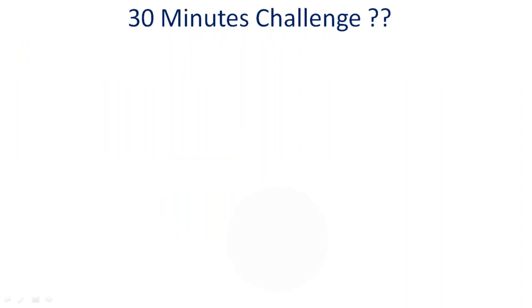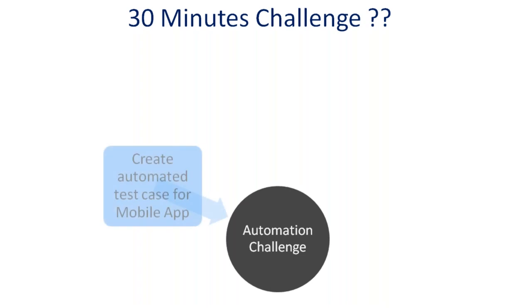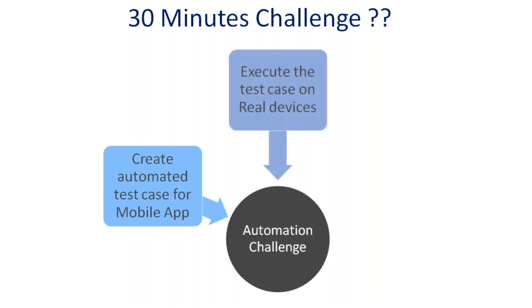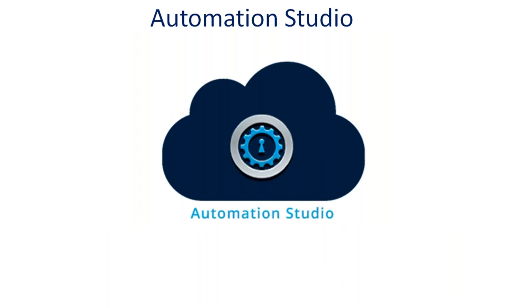So as the webinar itself suggests, it's a 30 minute challenge. So we are going to see it in the next 30 minutes. And these are the challenges which we are actually going to see here, right? So the first one is, of course, we will be creating the automated test cases for mobile applications. The second one is we will be running it on multiple devices, and it will be all on real devices. And the third one is, of course, executing the test scripts in a CI setup using Jenkins, or you can use the normal Appium which we have. And also we will be seeing how to export this to a local system, right? So let's start this.